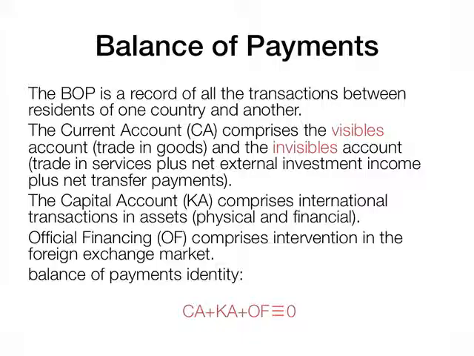So, the balance of payments. This is a very important concept. It's a record of all the transactions between residents of one country and residents of another. It is made up of three parts. The current account comprises the visibles, so trade in goods, and the invisibles, trade in services, and net external investment income. So in other words, the current account is stuff that you sell plus services that you sell.